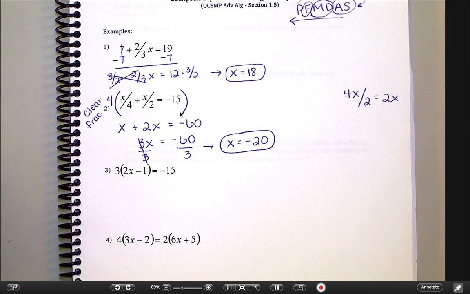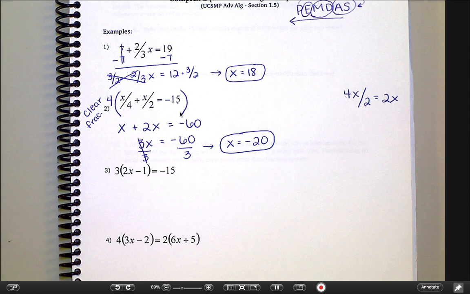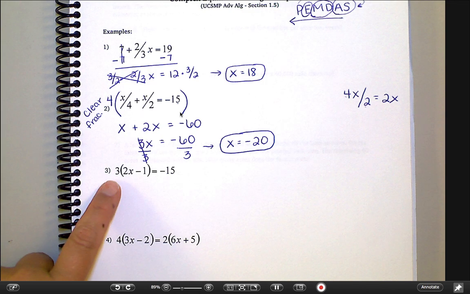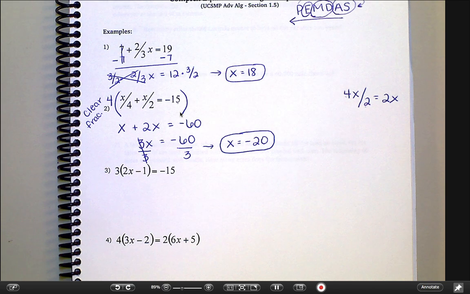Okay, so that's called clearing the fractions. That's where you multiply by something first to get rid of all the junk on the bottom. And then you come out with an equation that doesn't have any fractions in it. Okay, number 3. Probably a lot of you look at number 3 and the first thing you want to do is distribute that 3. And that's not a terrible idea. Okay, distributing the 3 would work just as well here.